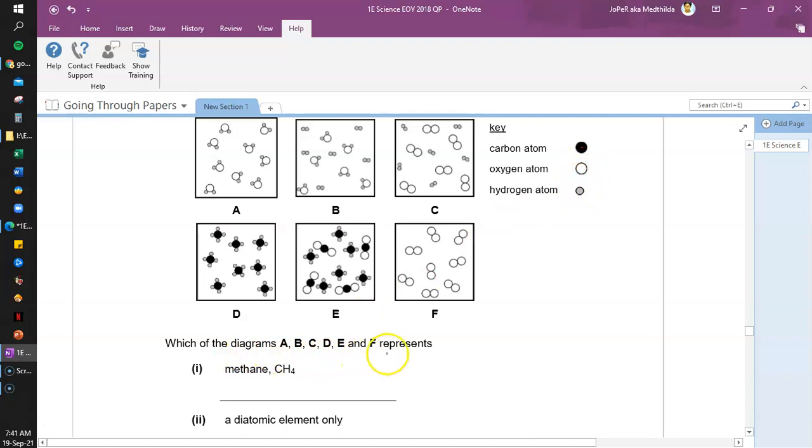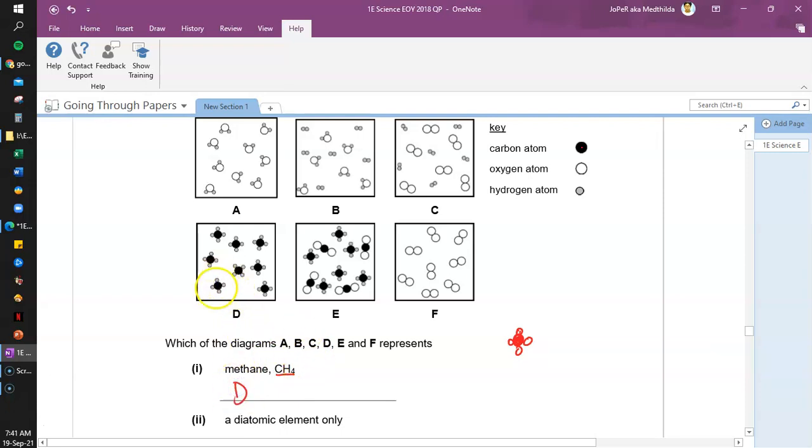Which diagrams A, B, C, D, E, F represent methane? So CH4, that means it must be a dark circle, followed by grey ones. Grey, grey, grey. You should see something like this. And do you realize it's the only one? It must purely contain methane. Therefore, the answer for the first one is D.